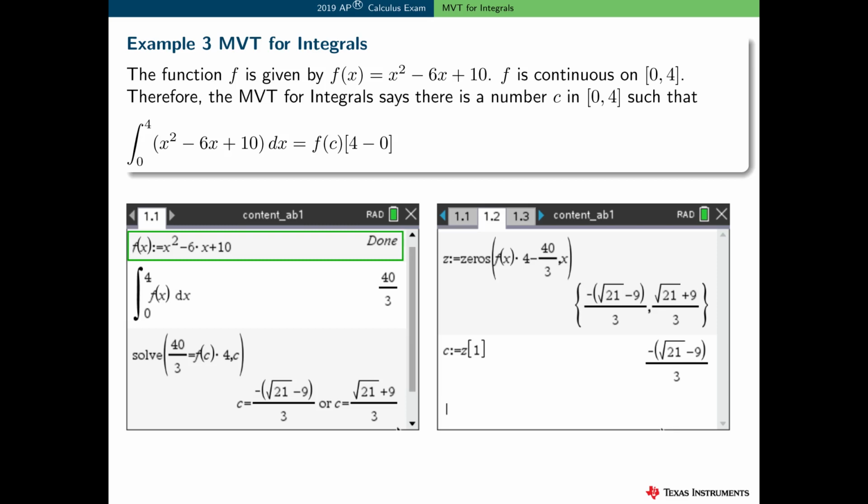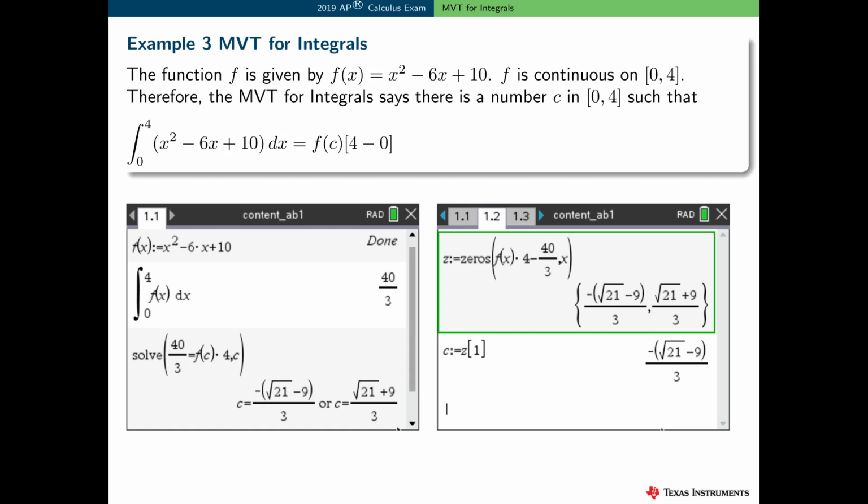First, I defined the function f, and then I found the value of the definite integral. I used the solve function to find the value of c guaranteed to exist. Well, it turns out that there are two values here that satisfy this equation, and these values are given symbolically. So I have to think a little bit about their numerical approximations, and only the first value here lies in the interval 0 to 4. I want to be able to use that value of c without typing it into the calculator. So here's a neat trick.